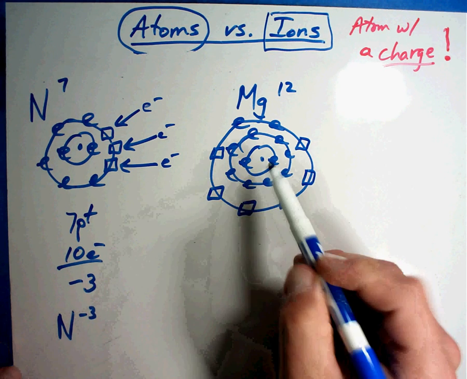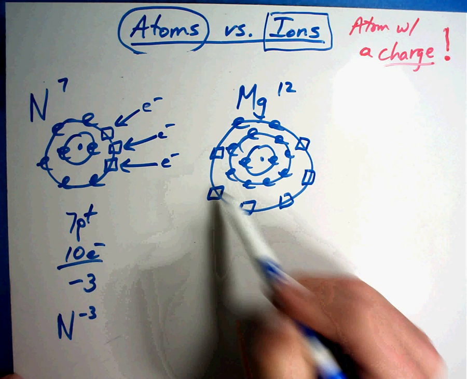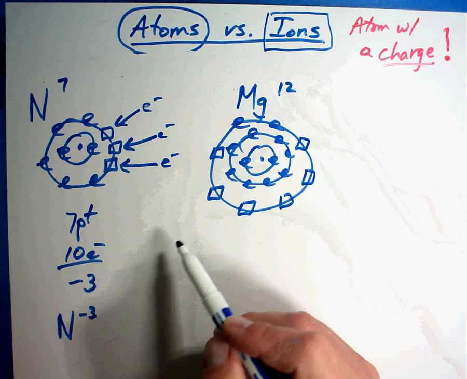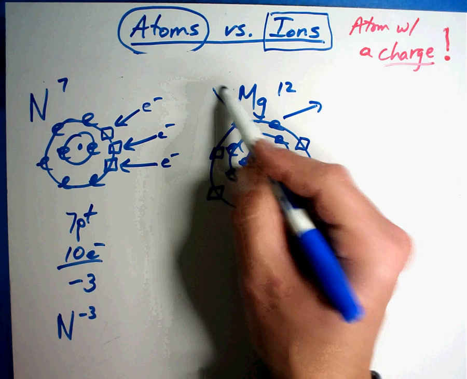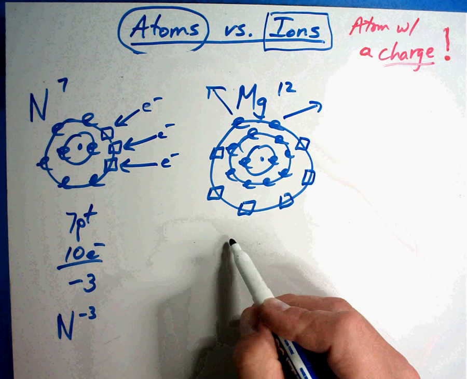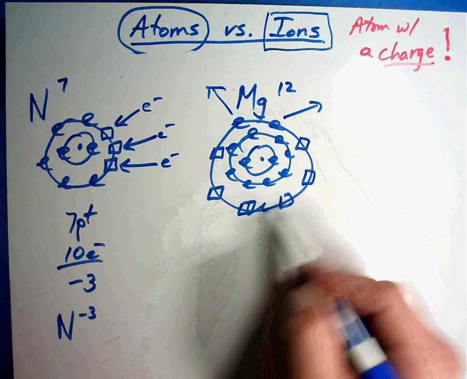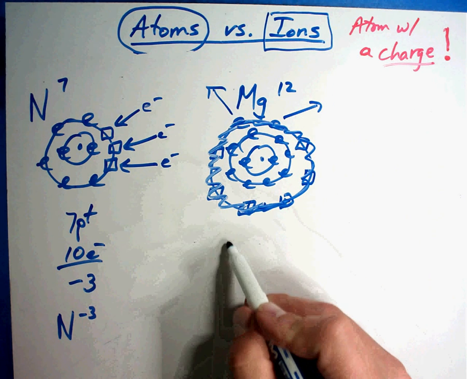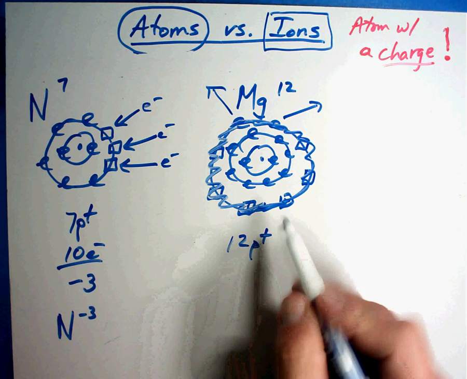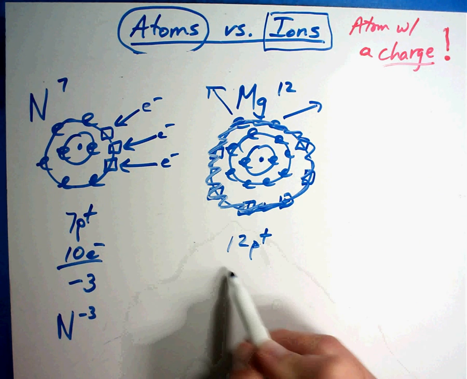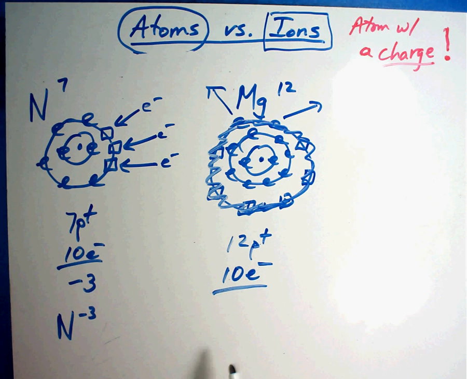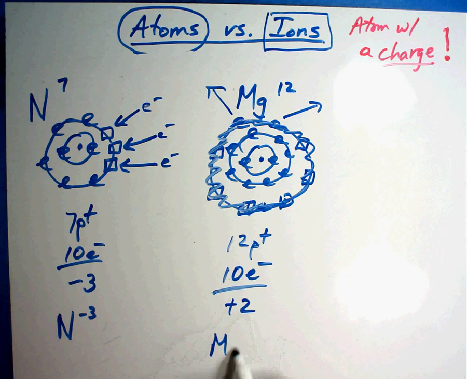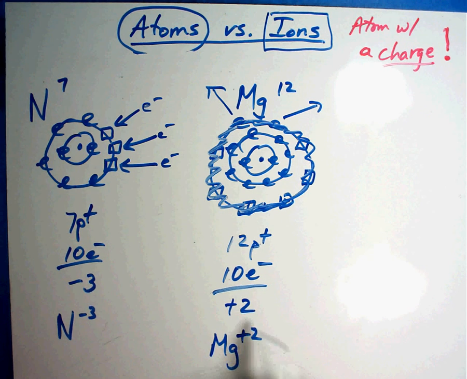What does this guy do? 2 electrons and 1, 2, 3, 4, 5, 6. This guy, giving away 2 or gaining 6, it sounds easier if he gives away 2. If he does that, that whole ring disappears. It's gone. And now he's full. So he now has 12 protons, because I didn't touch his nucleus. Now he has 10 electrons. 12 pluses, 10 minuses, plus 2 charge. Mg becomes a plus 2 charge.